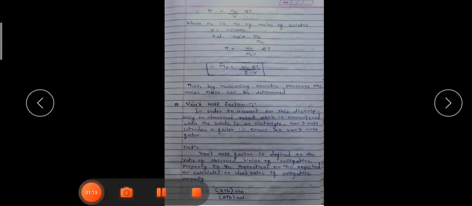n2 is nothing but the number of moles of this particular solute and V is the volume, but n2 is equal to W2 by M2. Therefore pi is equal to W2 by M2 into V into RT. Overall, you can calculate the molar mass or the molecular weight of the solute by using the formula M2 equals W2 into RT divided by pi into V. This simple formula you can use to calculate your molar mass and molecular weight.